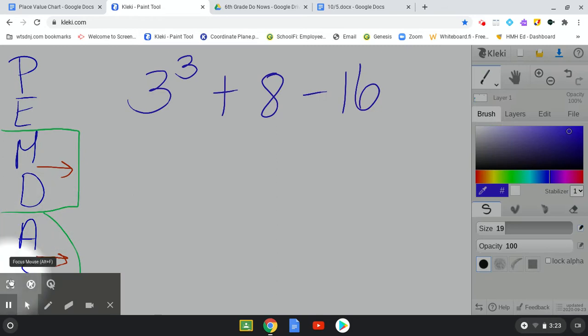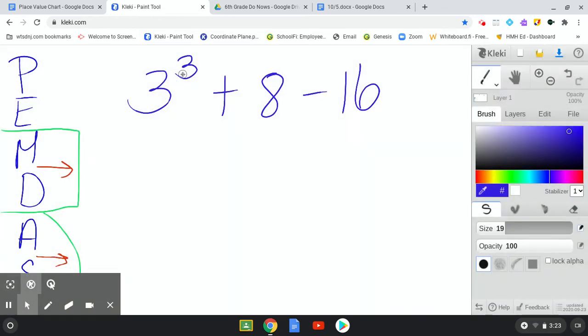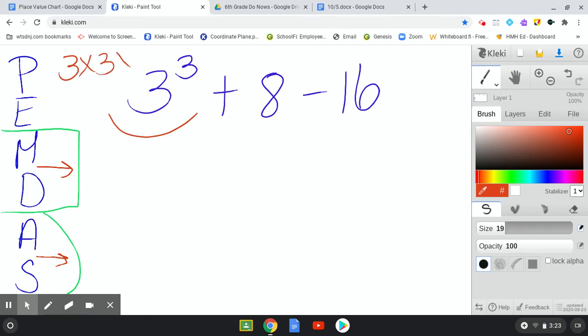Okay, so the next problem that I have here is 3 cubed, or 3 to the third power, plus 8 minus 16. So I have to go through PEMDAS. Well, I don't have any parentheses, but I do have exponents, so I'm going to solve my exponents first. So 3 cubed, or 3 to the third power. Well, what does that mean? That means 3 times 3 times 3. So I have to actually do that math.